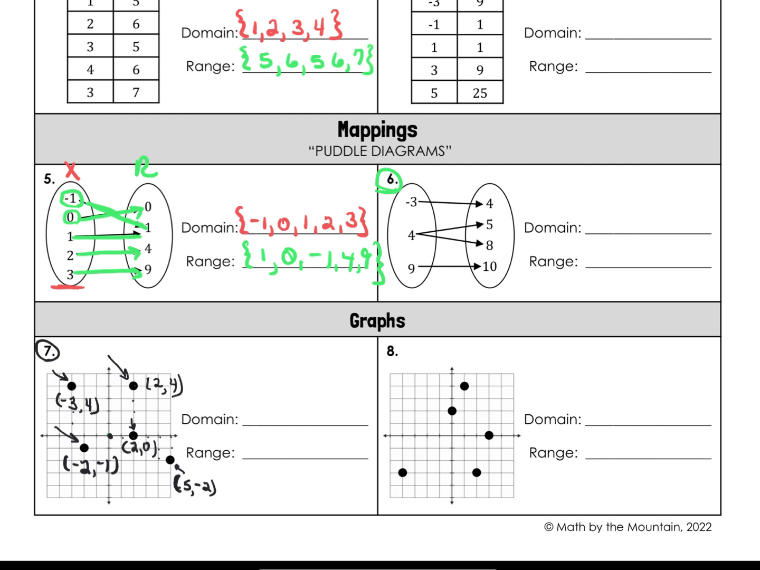So your x's are the domain, and it really doesn't matter where you start. So it's 2, -3, -2, 2, and 5. And your range is 4, 4, -1, 0, -2. And then I'm going to leave that one for you to try.